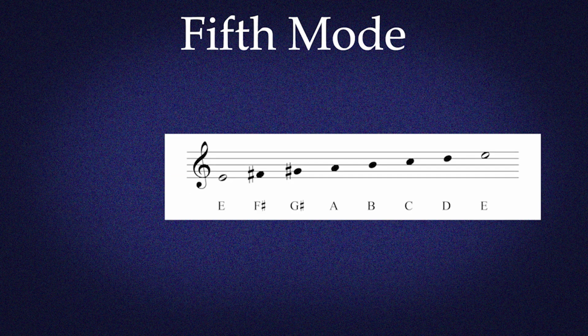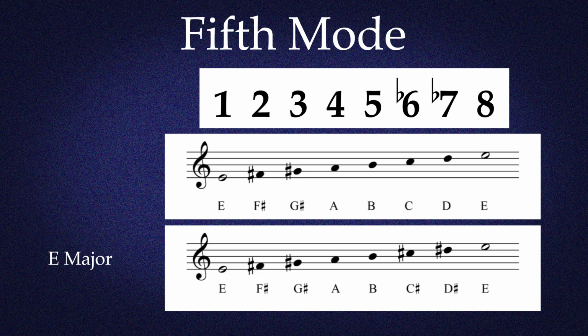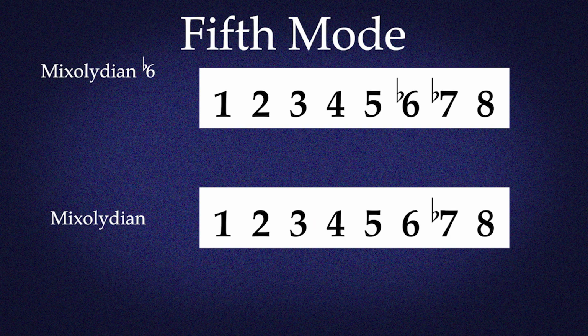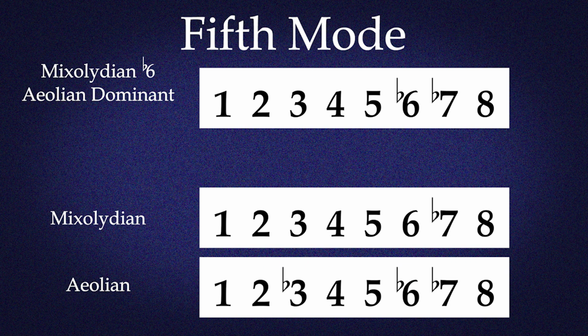The fifth mode is E, F sharp, G sharp, A, B, C, D, and E. Its formula is 1, 2, 3, 4, 5, flat 6, flat 7, and 8. It is called Mixolydian flat 6, Aeolian dominant, or the melodic major scale. It is also sometimes called the Hindu scale because it corresponds to a scale used in traditional Indian music.